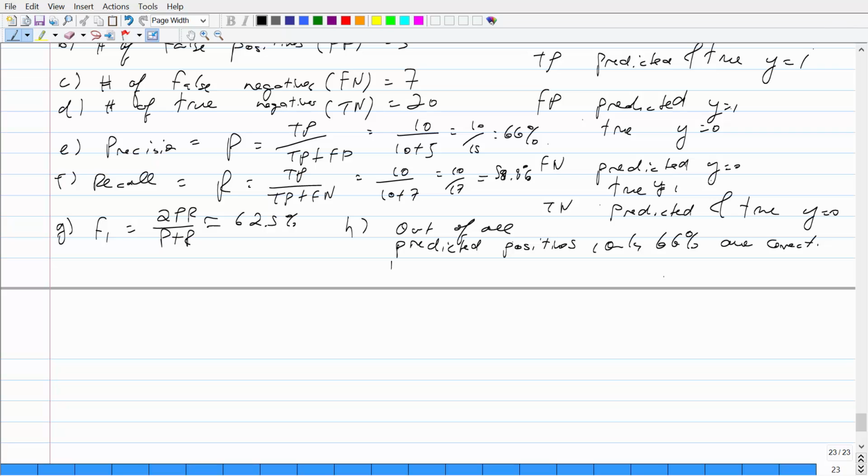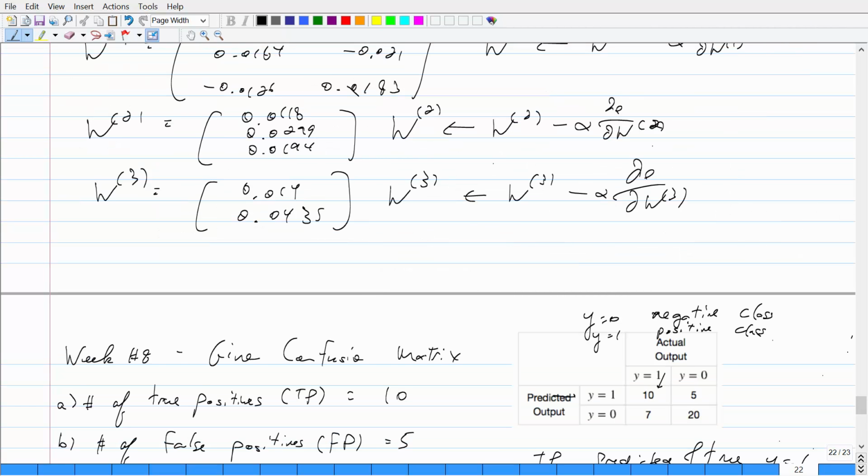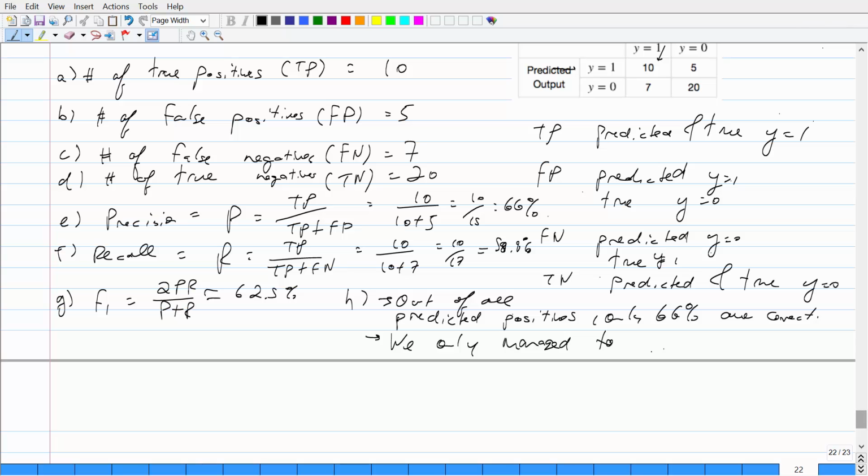So we only managed to correctly classify 58% of all positives. So that's what the recall means.